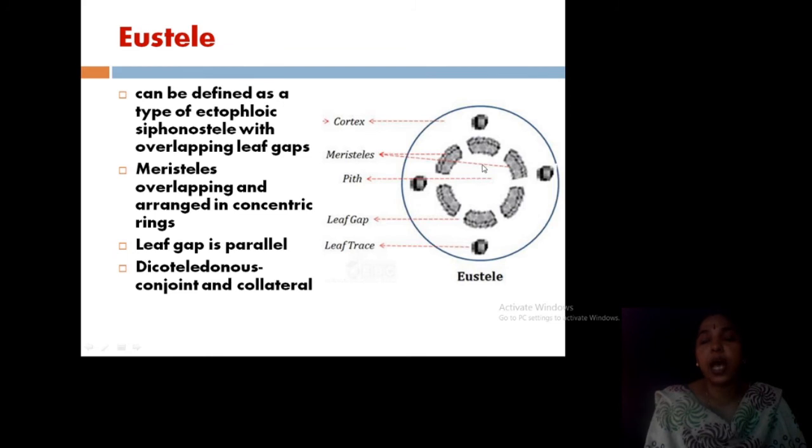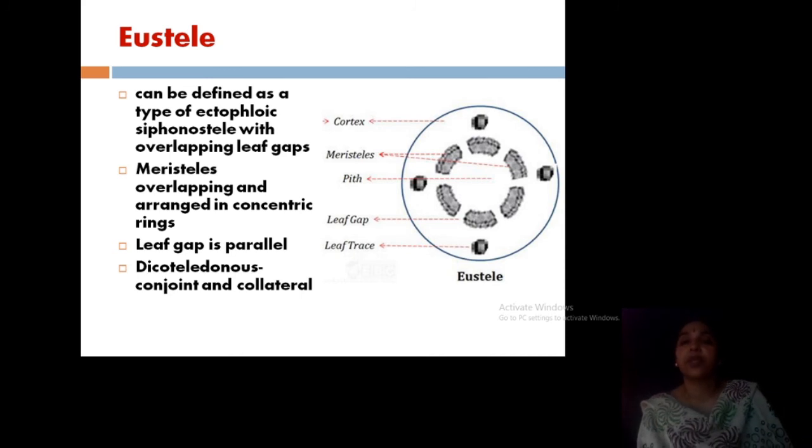This is what is taking place in the case of dicotyledons also. So, overlapping leaf gaps. Meristeles overlapping and arranged in concentric rings. Leaf gaps are parallel. So, these are the leaf gaps. They are parallel. Clear? Example, dicotyledonous, that is conjoint collateral vascular bundle. Eustele is the advanced stele.